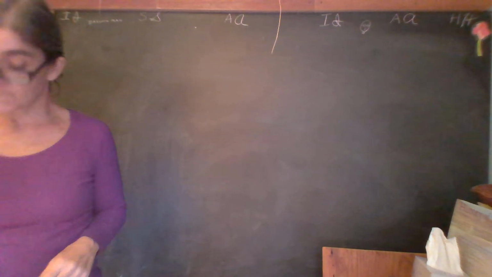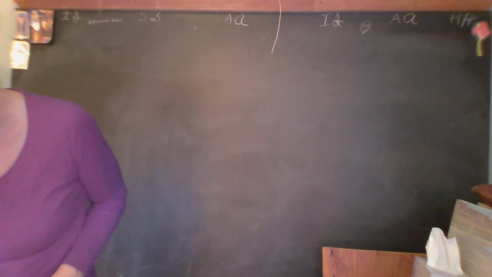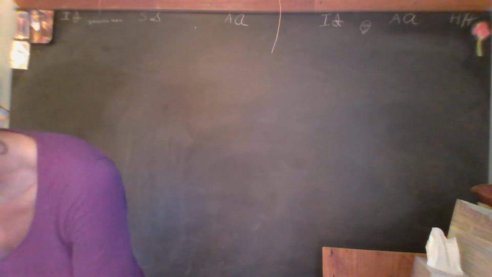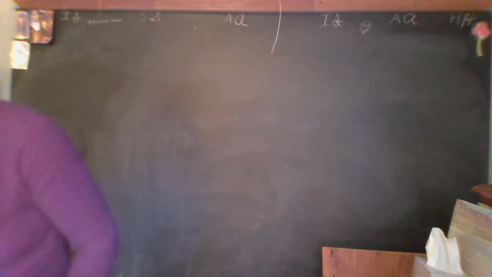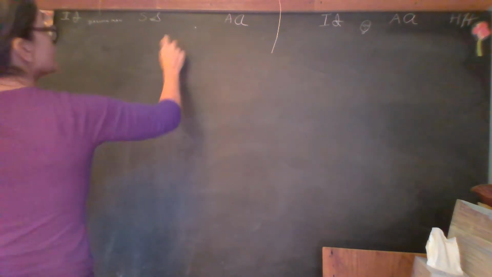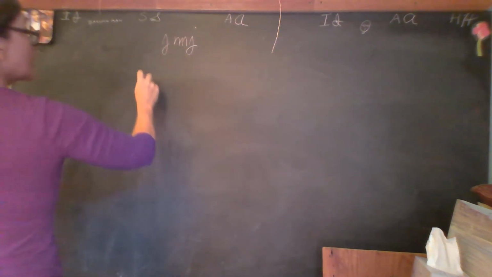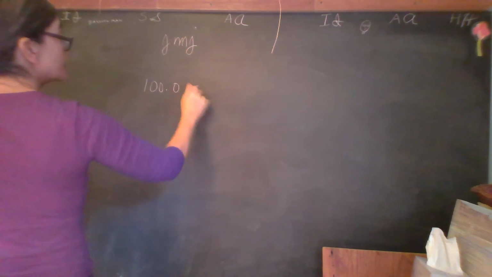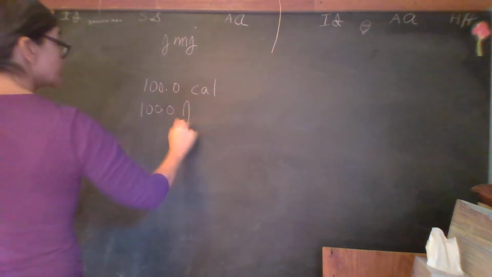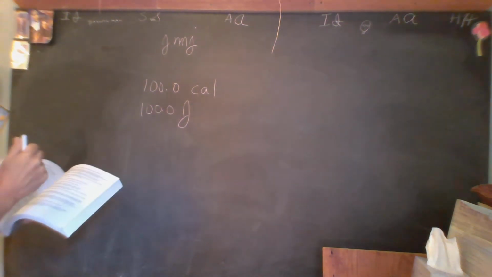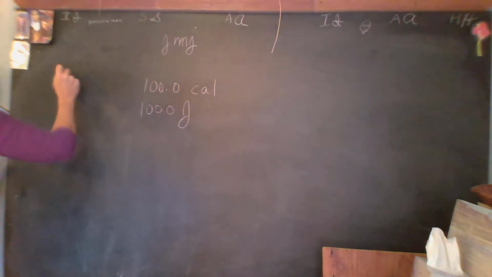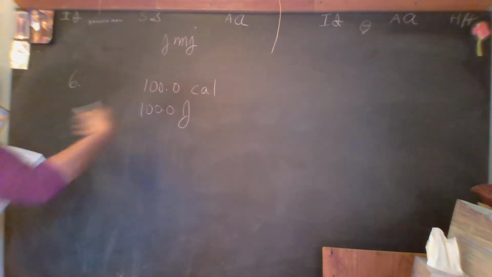Heat is added to two identical objects that are initially at the same temperature. If the first absorbs 100.0 calories and the second absorbs 100.0 joules, which gets hotter? 100.0 calories and 100.0 joules. So what do we have to know here, Balloon Man? What is the relationship between these?